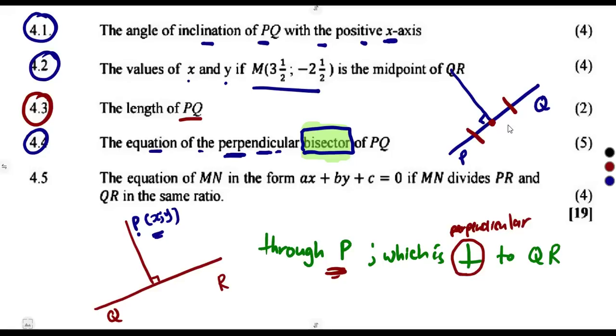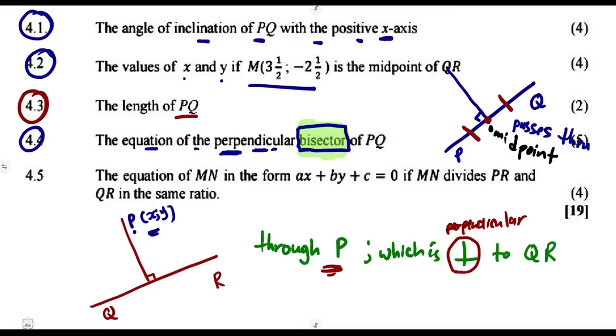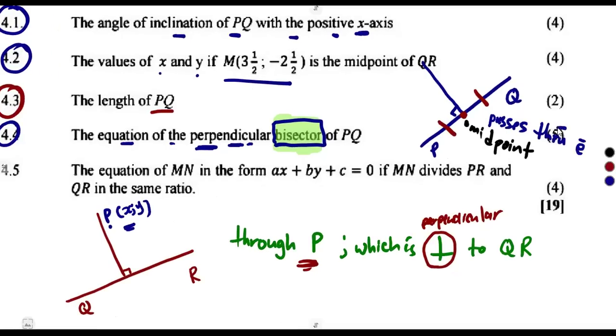So meaning to say the point that you'll be having here becomes the midpoint, which the line is going to pass through. So the line, when it is like this, passes through the midpoint. That is the case.